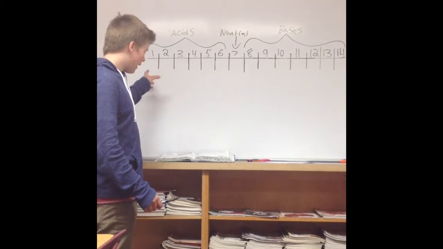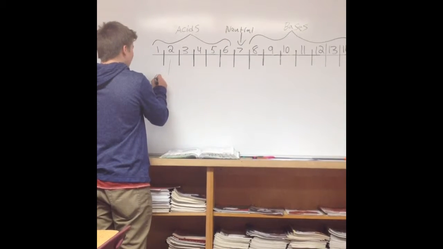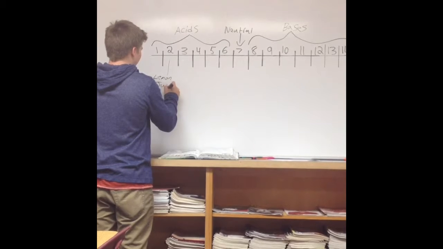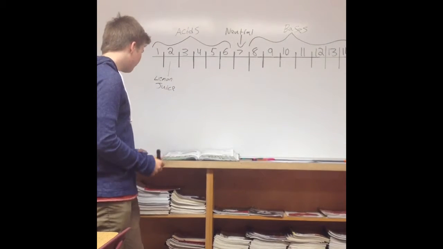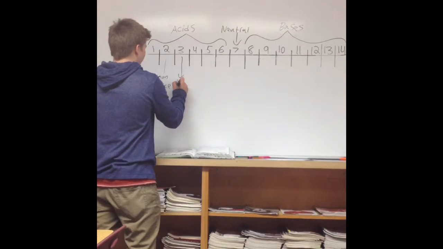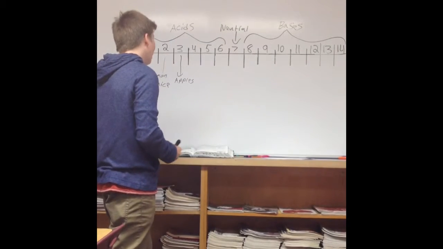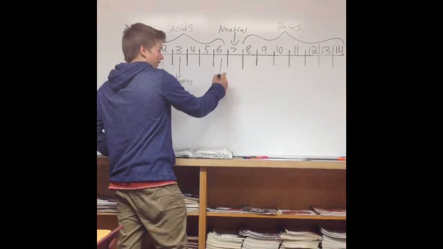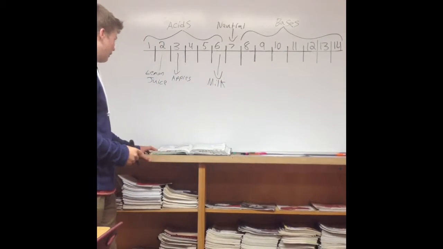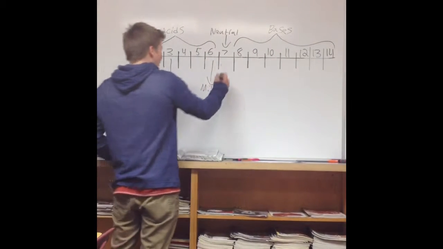So some examples of acids are lemon juice at 2, apples at 3, and milk, surprisingly, at 6. And an example of a neutral substance would be pure water.